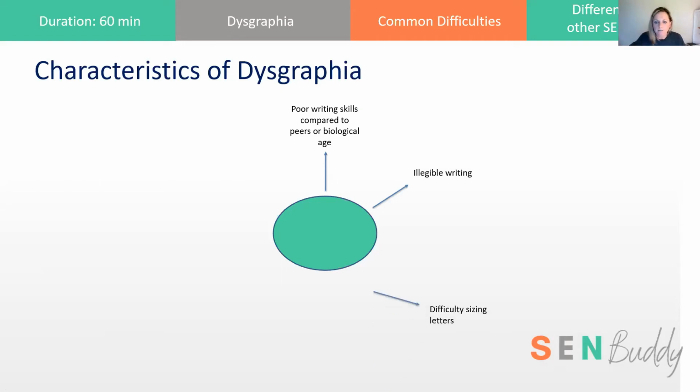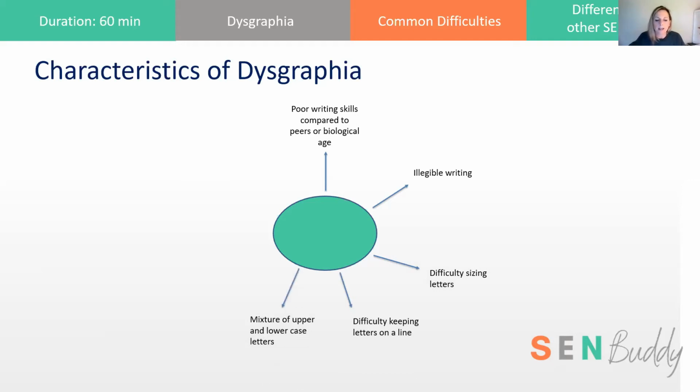Illegible writing, difficulty sizing letters, difficulty keeping letters on a line, mixture of uppercase and lowercase letters, mixture of printed and cursive letters, and an inconsistent letter formation and slant. So those are the main characteristics of somebody with dysgraphia.